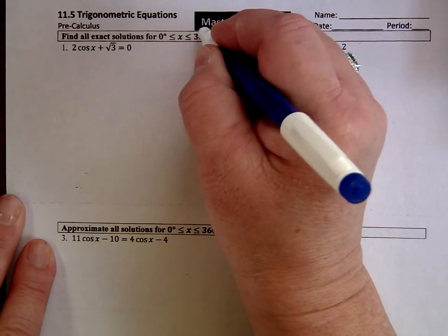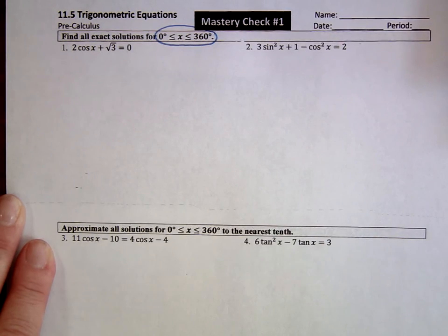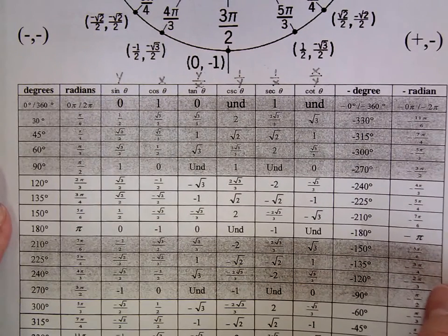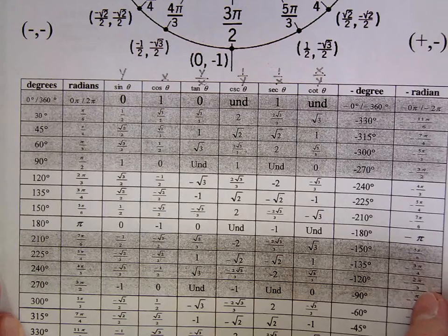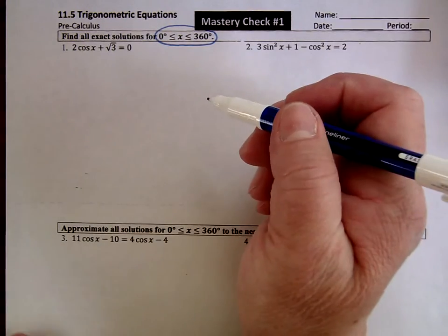Now, a couple things to keep in mind. First thing is watch the directions. This one says your answers are between 0 and 360. And you're going to need this chart to help us solve these. So I'll include that as I download the notes and such. But you probably have about 3 or 4 copies of this at this point.